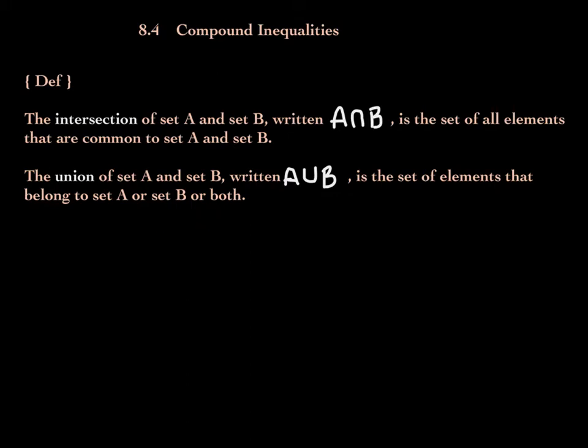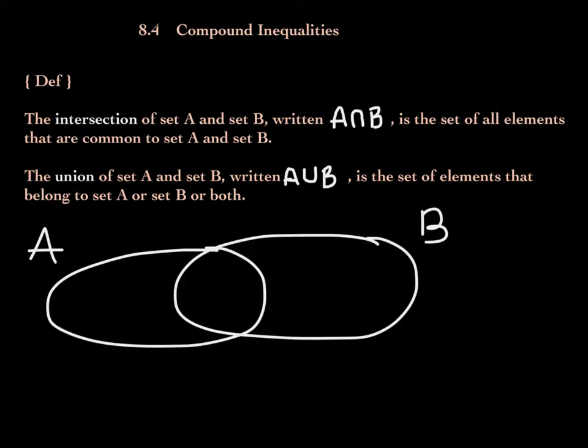Here's a picture to go with these definitions. If this is set A here, and this is set B here, A intersection B, basically all of the elements that are in set A and set B, would be this shaded region. This shaded region here represents A intersection B.